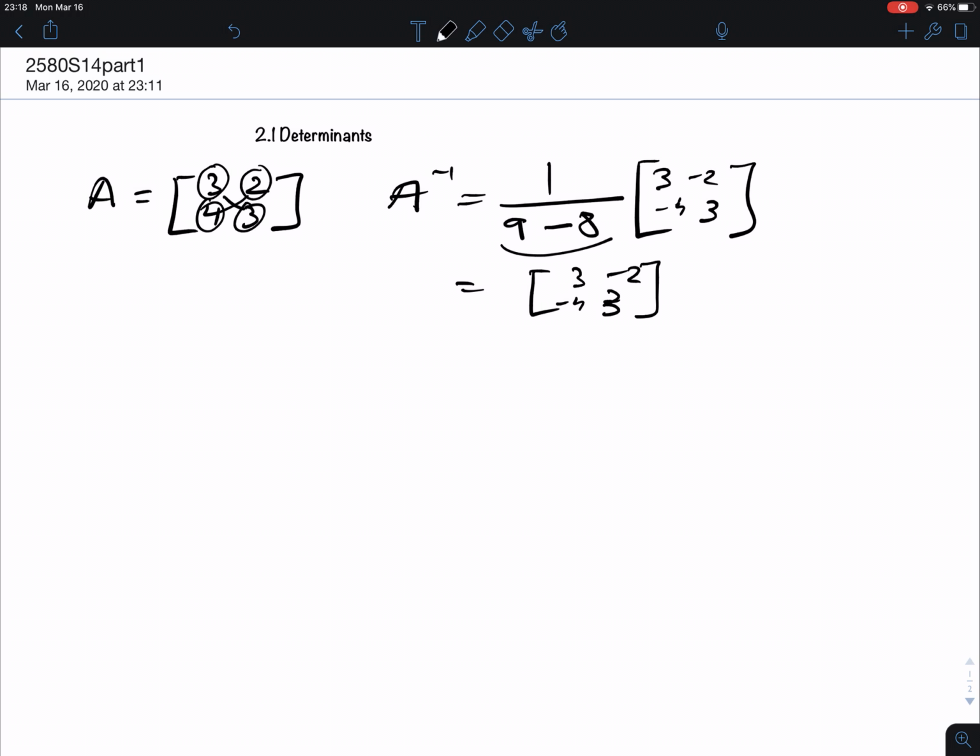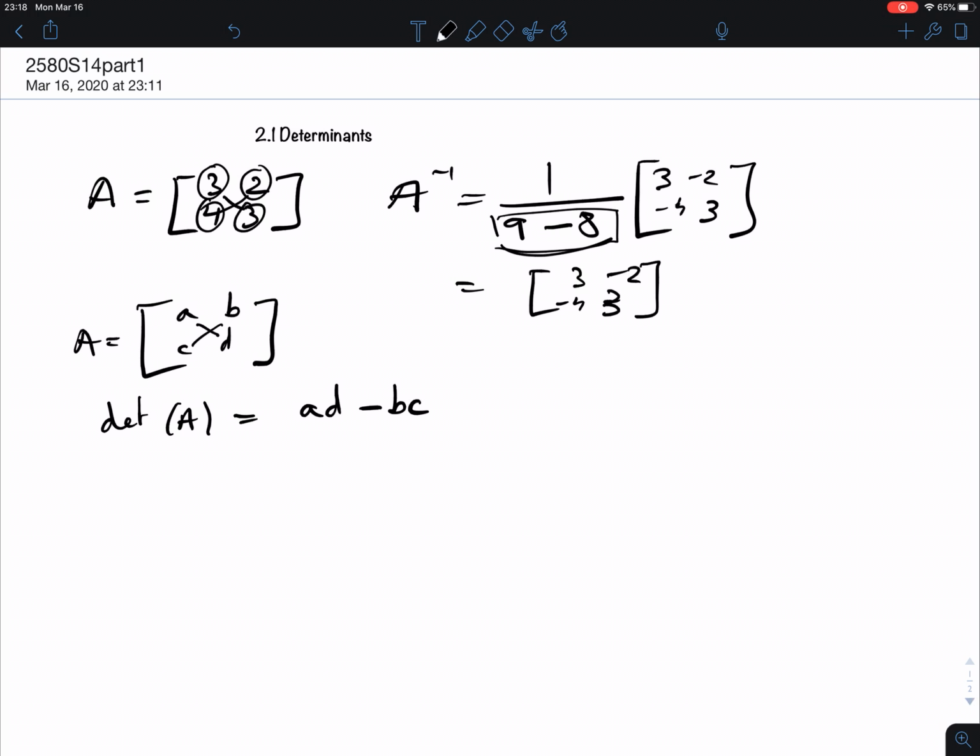But what is now important to us actually is this number, and that's what we're going to call the determinant of A. So let me do this in general. If A is a matrix and we have a, b, c, d as its entries, then we define the determinant of A, that number that we need here in the denominator of the inverse, as the product of the diagonal elements a d, minus the product of the off-diagonal elements, b c. Okay, we have seen this, done this, and that is easy.